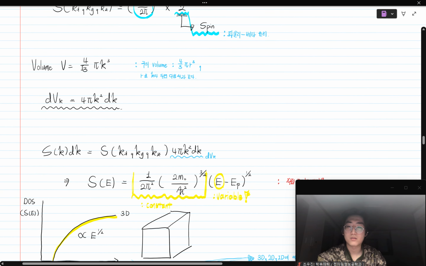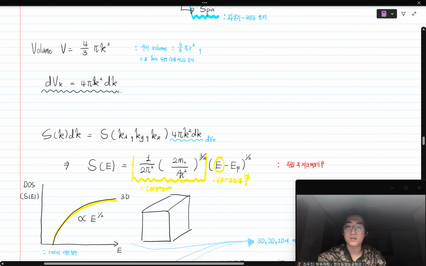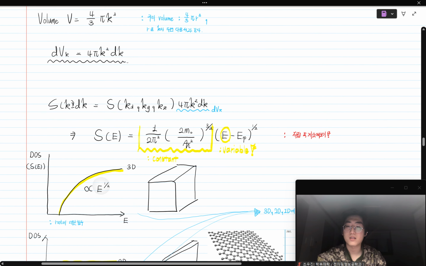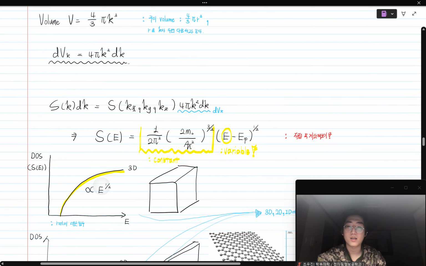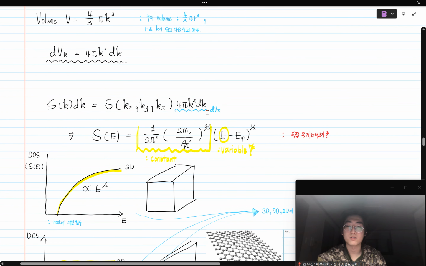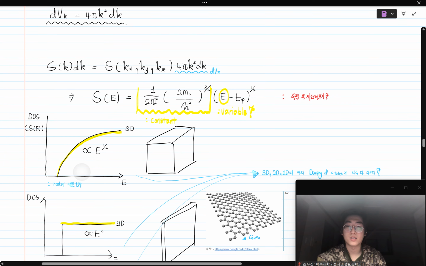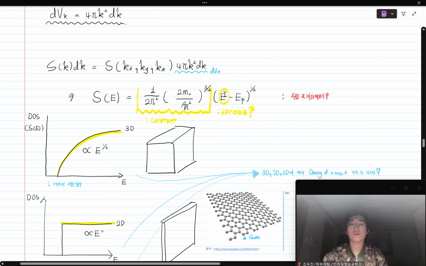And we should differentiate it by this one, and we can get this equation, and skdk can be expressed as skx ky kz times this dVk. So we can get density of states as this equation. Here, first, this part is constant and this part is variable. So this is also a function of energy.